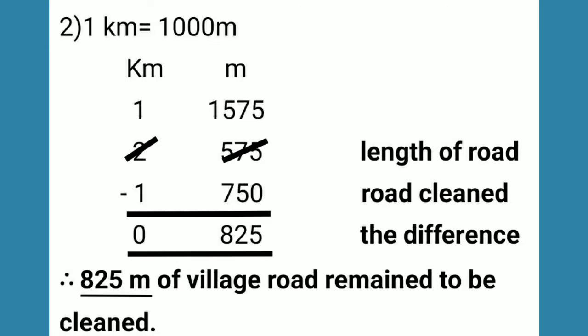1575. After subtracting 1 kilometer from 1, we get 0 under kilometer, and after subtracting 750 from 1575, we get 825. Therefore, we can say that 825 meter of village road remained to be cleaned.